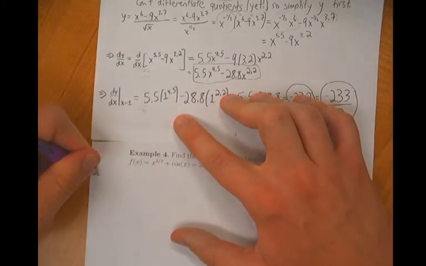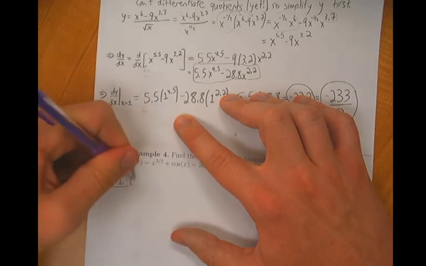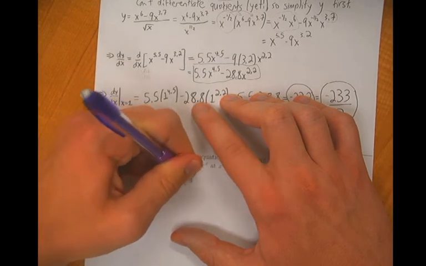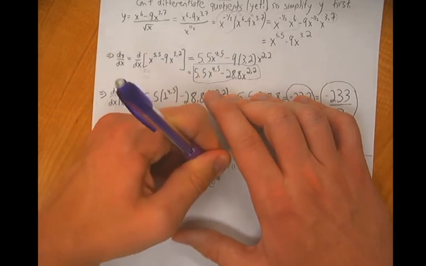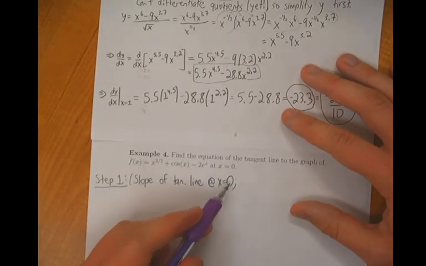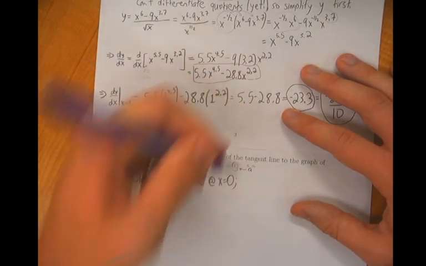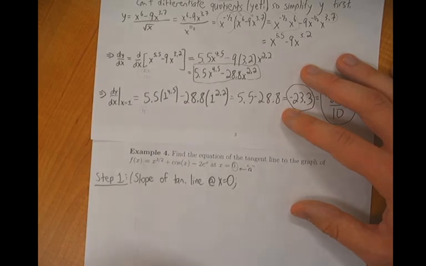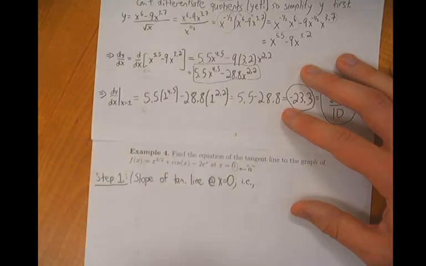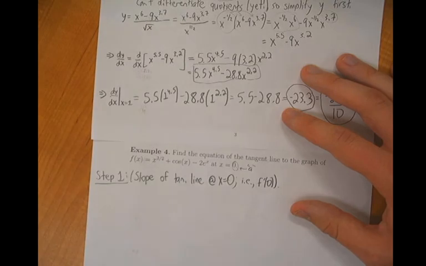So the first step, if you recall from last time, was slope. We have to find the slope of the tangent line at x equals 0. Okay? So in this case, our a value would simply correspond to 0. To find the slope of the tangent line, all we have to do is find the derivative and evaluate it at 0.